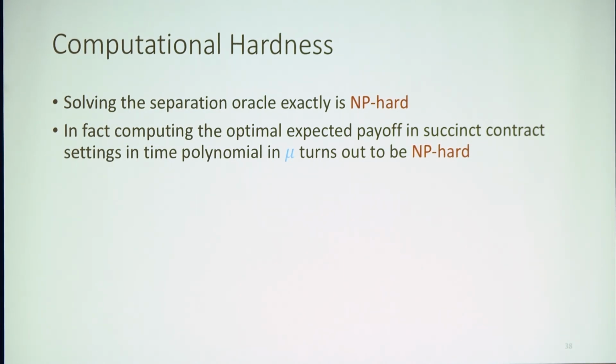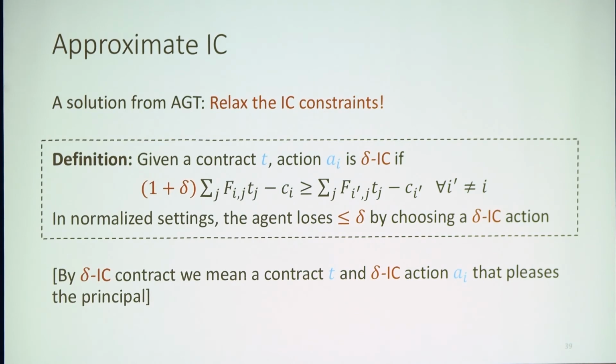Here's another connection that you can draw to the AGT literature, or inspiration that we took. I think a natural reflex in this setting would be to relax the constraints. So what if we relax the IC constraints? Can we get something? There's no notion of approximate IC so far that I'm aware of for contracts. So here's one that we found convenient to work with and very natural. Given a contract t and an action i, we want to say that it's delta incentive compatible if the following holds.